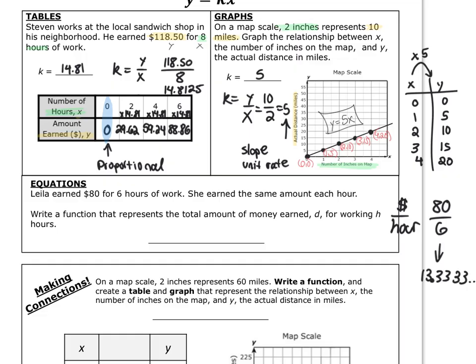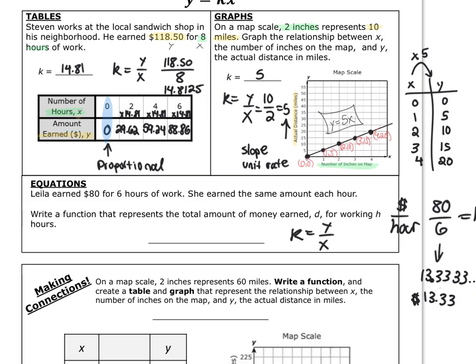Oh my, that comes out to $13.3333333333 forever threes. I could write that like this, but I wouldn't do that when I'm using money. With money, we're going to need to round because we can't earn just part of a dollar. So in this case, we're going to round to $13.33 per hour. So that's my K, right?